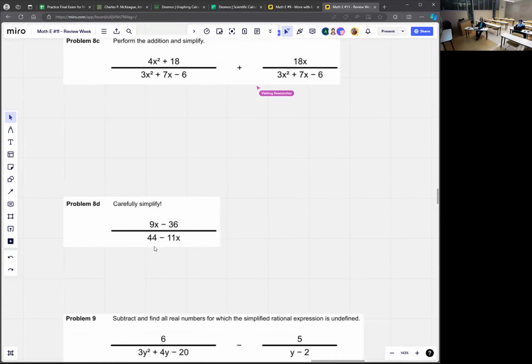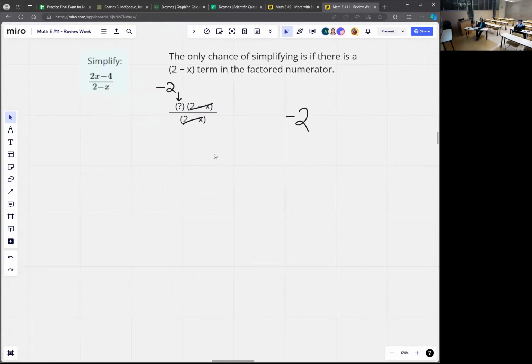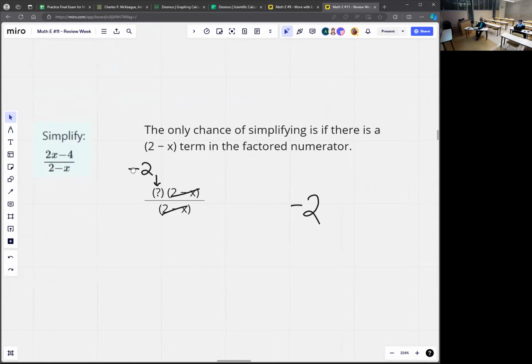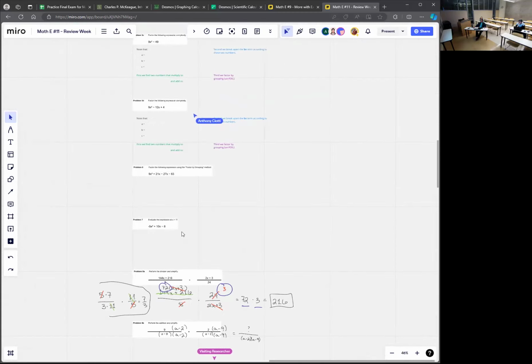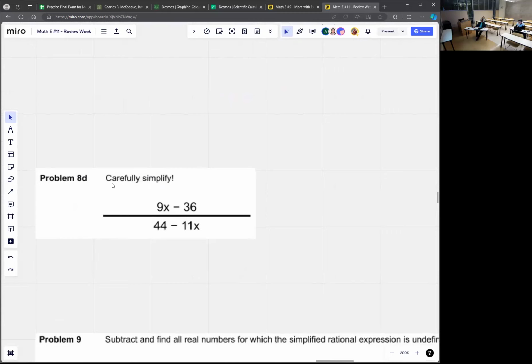Carefully simplify. This is that weird one. Remember how, right before break, we all stared at this for quite a while before Anthony figured out to put a minus by the 2. So this is that one. Just pay attention that if this x is positive and this x is negative, we can swap that. We can make this a 9x minus 36 and a negative 1 times an 11x minus 44. Take the negative out front to swap which is negative and which is positive.